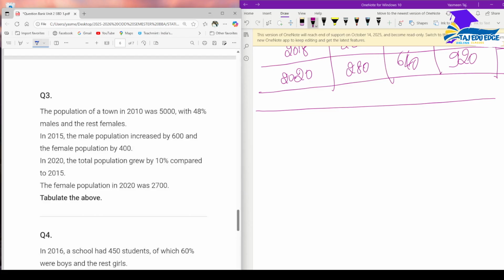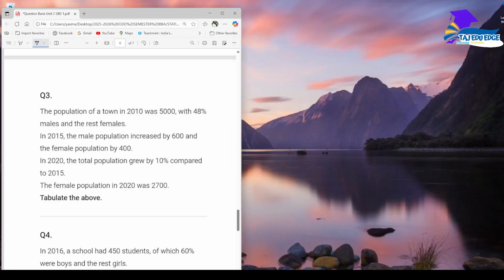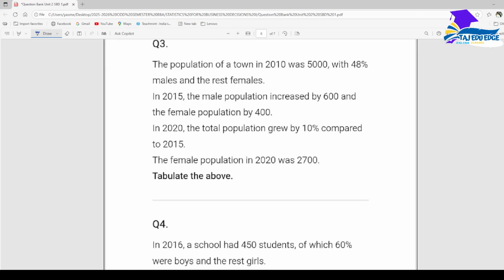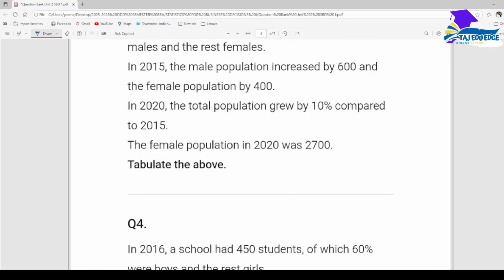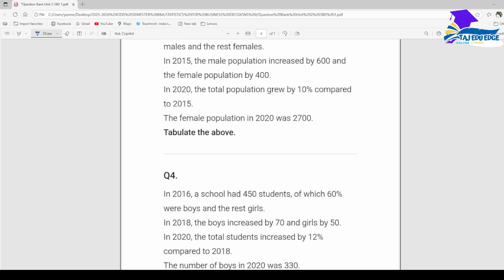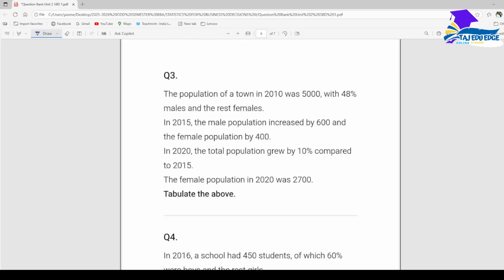Okay. So here the population of a town in 2010 was 5,000. The total population in the year 2010 was 5,000 people, out of which 48% were males and the remaining were females. Let me close this and expand this so that you can see the question properly. 48% of 5,000 is 2,400. So 2,400 were males, meaning the remaining 2,600 are the females.